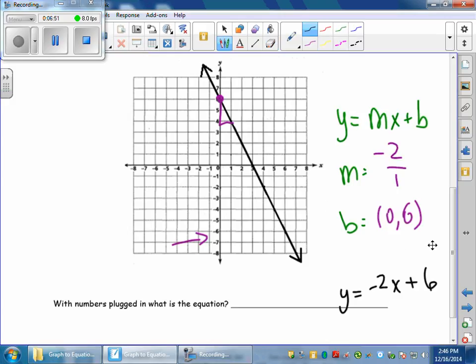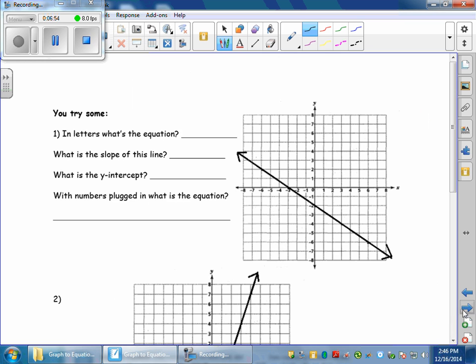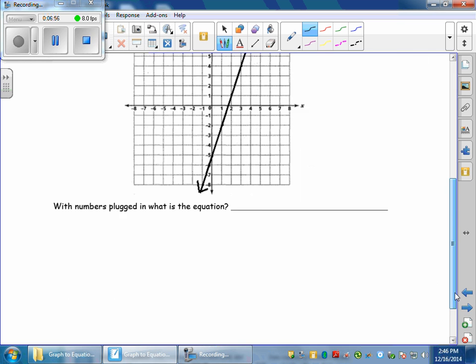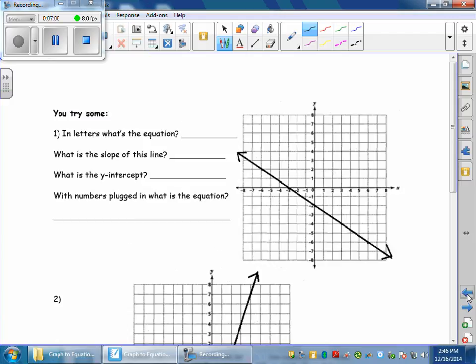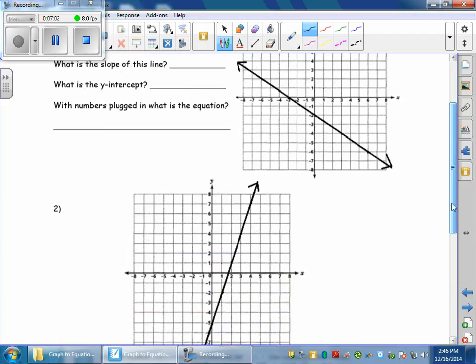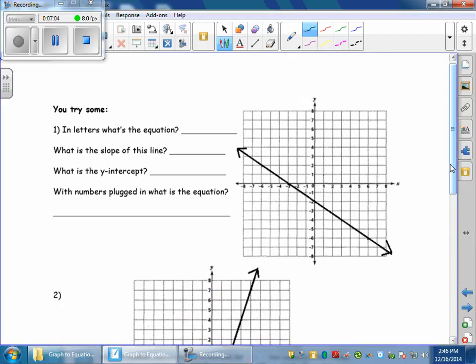All right? So what we're going to do now is after we flip the page, there are 1, 2, and then another one on the page after that. I want you guys to try all 3 of them. Pause the video, and then unpause it to check your answers. So let's do that.